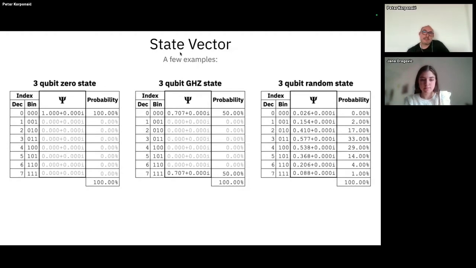So this is how the state of a quantum computer looks. And you can think of the state of a quantum computer as something that is, let's say, equivalent to the memory of a classical digital computer. It will be more clear later.